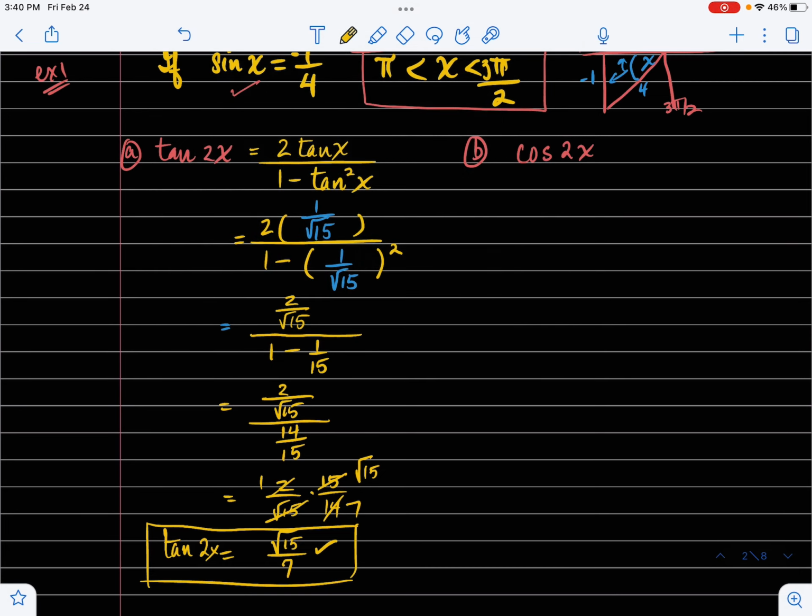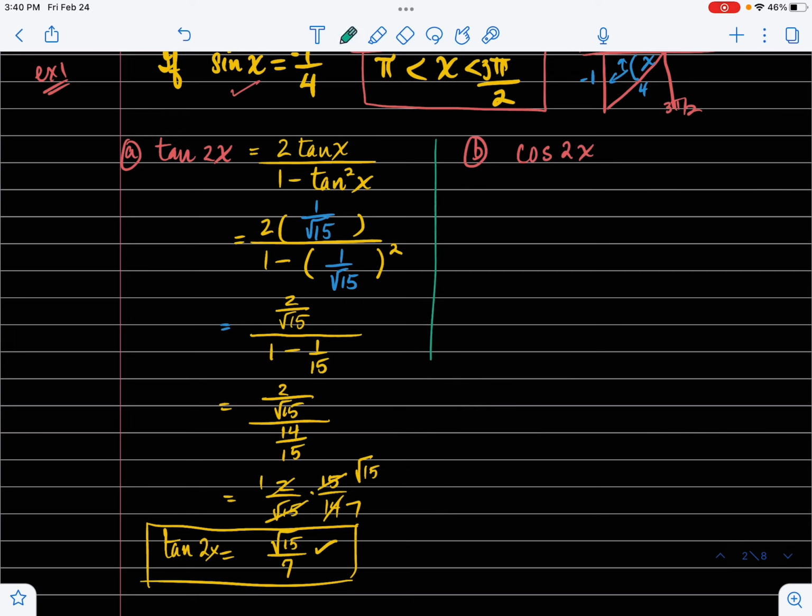Now I know I did take some shortcuts here when I was trying to simplify this part. 2 over root 15 times 15 over 14. I like to simplify and make the numbers smaller rather than make them bigger. So that's a 1. And 15 can be written as root 15 times root 15, and hence one of the root 15s canceled out, leaving behind just that, in case you were wondering what happened there. So that's been taken care of.